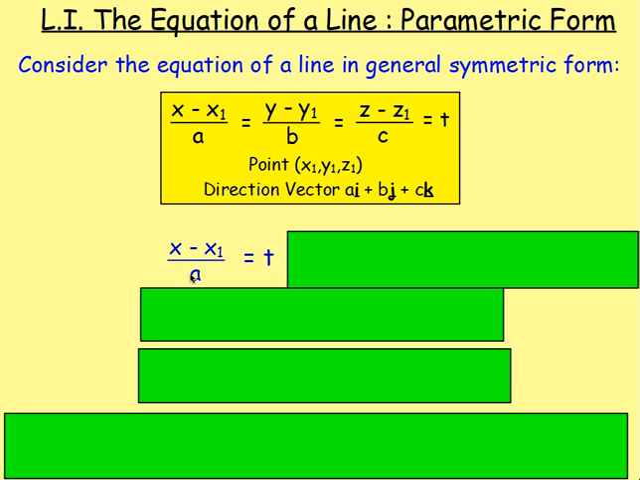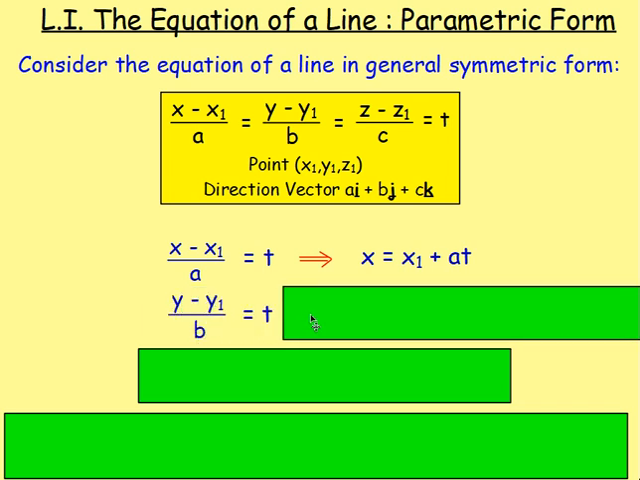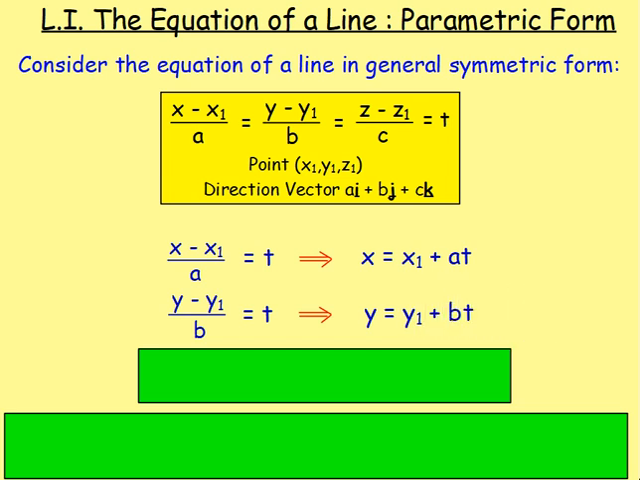If we rearrange this, though, we could get x equals. So if we multiply both sides by a, we'd have x take away x1 equals at. And then if we add our x1 to both sides, well, we can say that x on its own would equal the x1 plus at. Doing the same with y take away y1 over b, again, that's equal to t. If we rearrange that, multiply both sides by b, so we'd have y take away y1 equals bt. And if we add y1 to both sides, then we would have y equals, and on the other side we'd have our y1 plus our bt.